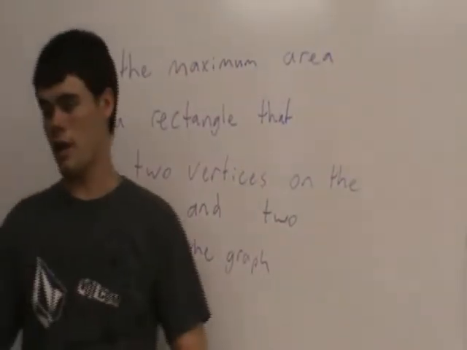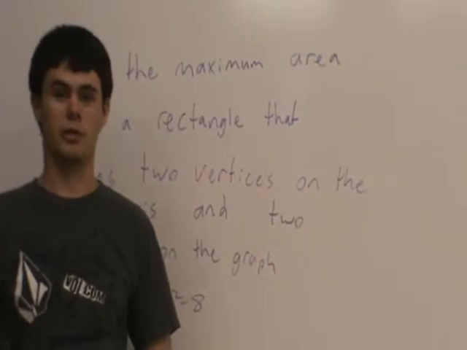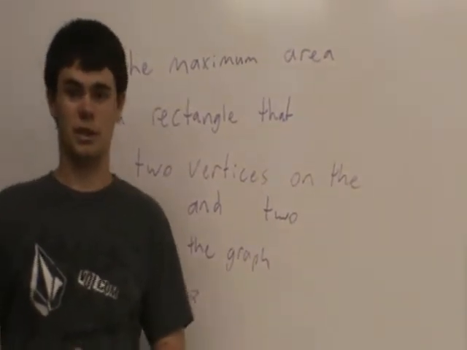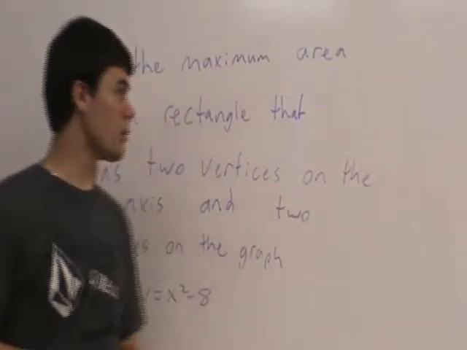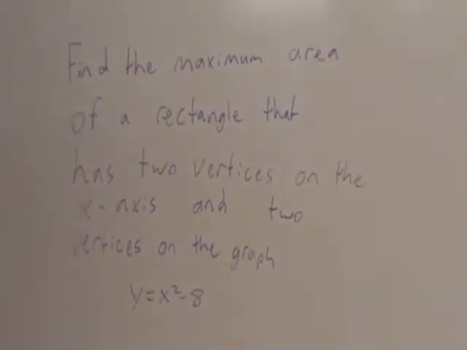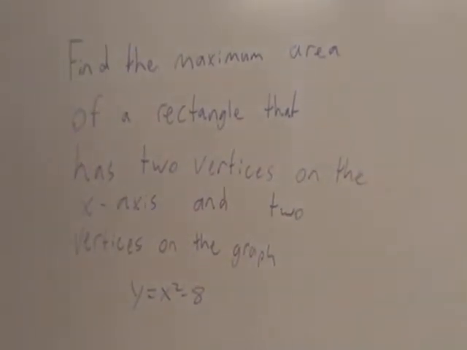We're now going to try our 6-step formula on a problem and show you that it actually works and will lead you to an answer. The problem is: find the maximum area of a rectangle that has two vertices on the x-axis and two vertices on the graph y equals x squared minus 8.